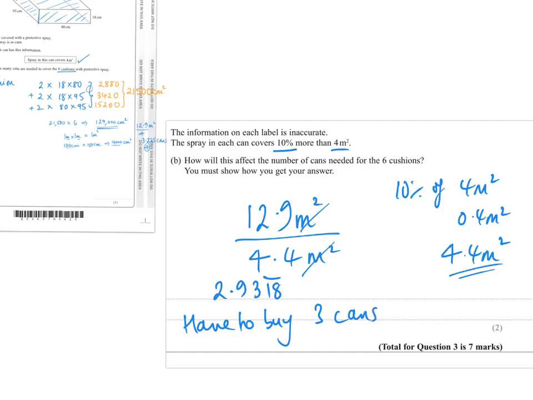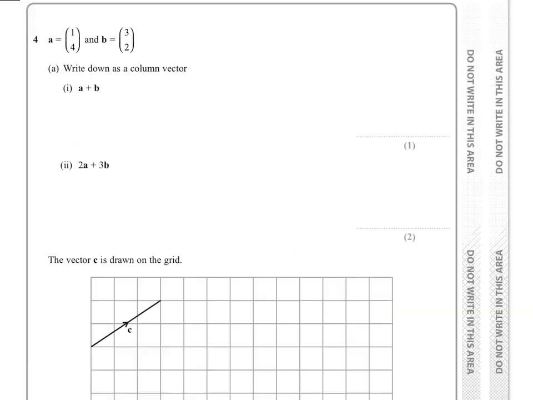I can't just buy 2.9318 recurring cans. It's not possible. So I have to buy 3 cans instead. So how will this affect the number of cans needed? So hence, less cans needed. Okay, just to be sure we're going to get all the marks. Right, okay, let's move on.